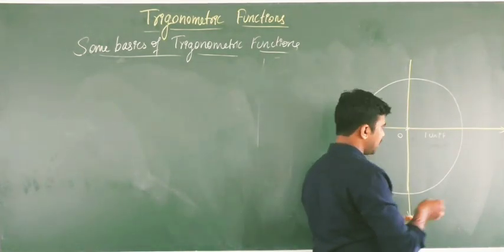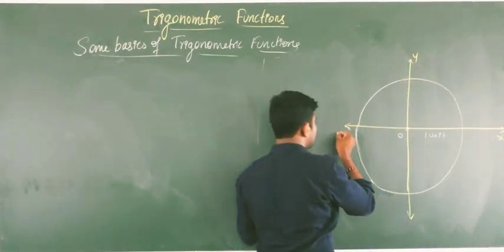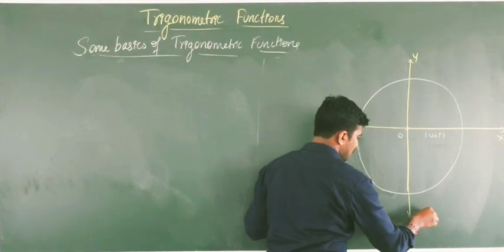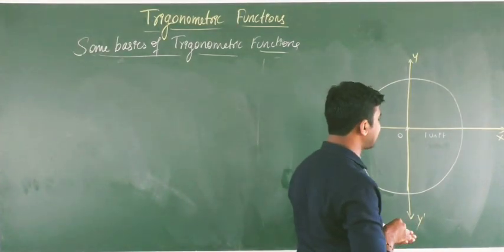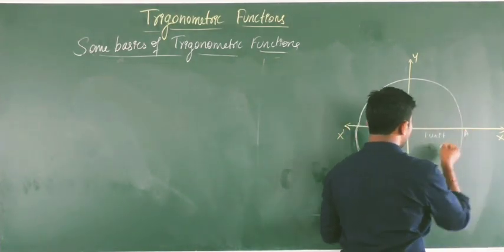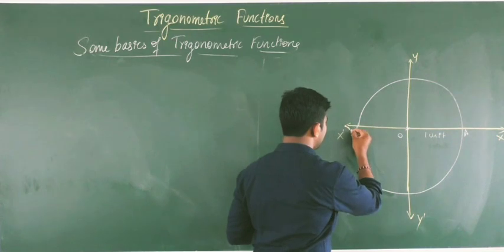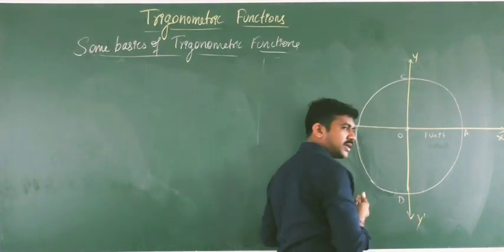Okay, this is x-axis, y-axis, x dash and y dash. The points where the circle intersects the axes, I'll consider as the point A, and here B, C and here D.